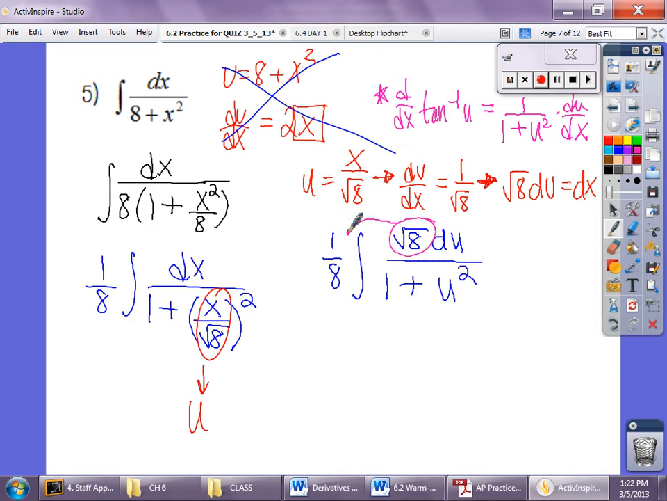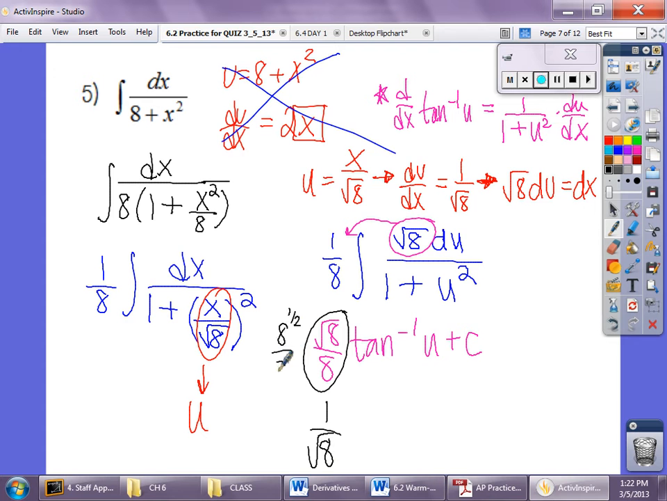Now, this can multiply by 1/8 and give us the root of 8 over 8, and then the rest of it is the rule, tangent inverse of u plus c. We're going to rewrite it. Now this simplifies to 1 over square root of 8. How do I know that? Because this is 8 to the 1/2 power divided by 8 to the 1 power. All right, tangent inverse of, remember the u was x over root of 8, and then plus c. So there's my final answer. And no, you don't have to simplify your radicals or your rationals. You can leave a square root in the denominator of a fraction.